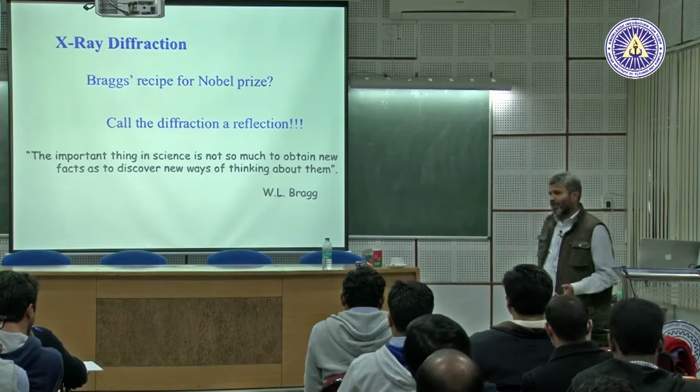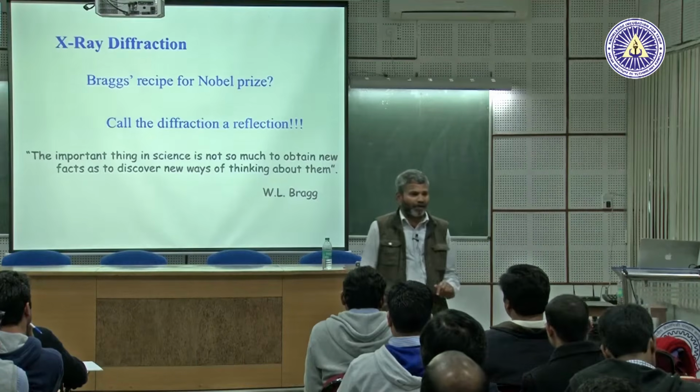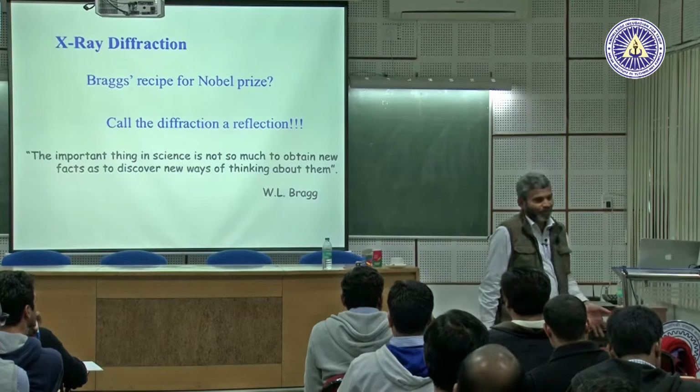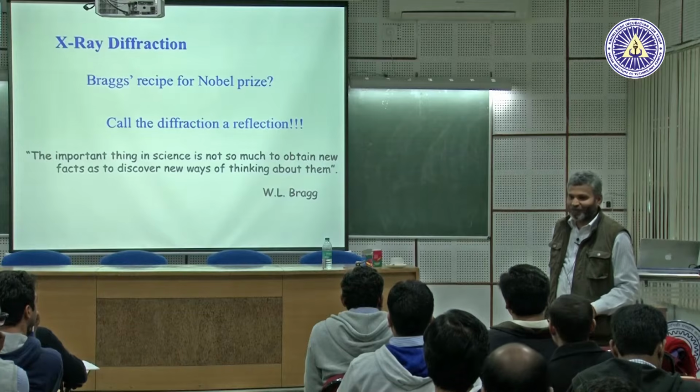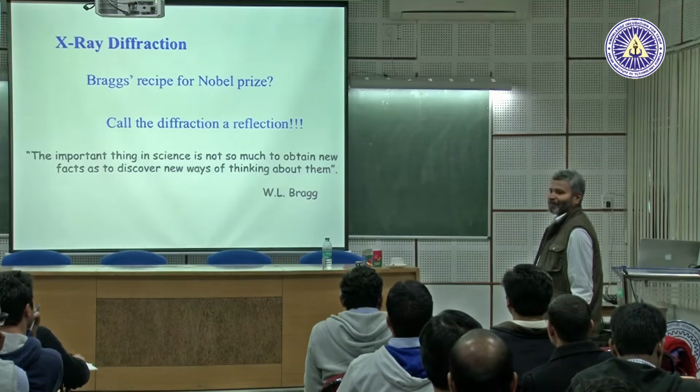Why did Bragg get the Nobel Prize? He didn't discover X-ray. Röntgen discovered it, and he got the Nobel Prize. He didn't discover X-ray diffraction. Laue did, and he got the Nobel Prize. Bragg got the Nobel Prize for calling diffraction a reflection.